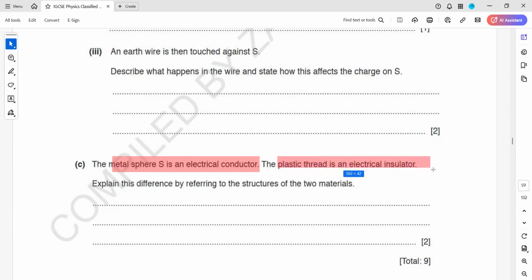But the plastic thread is an insulator. Why is it an insulator? Because it does not have any free electrons or charges. So explain the difference by referring to the structure of the material. Metals have free electrons, whereas the plastic thread is an insulator because it does not have free electrons or ions.